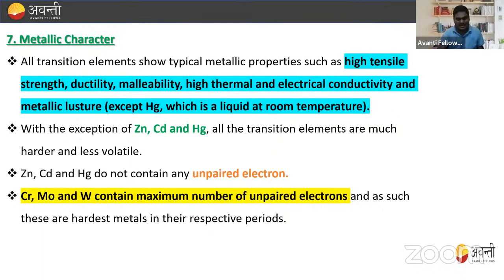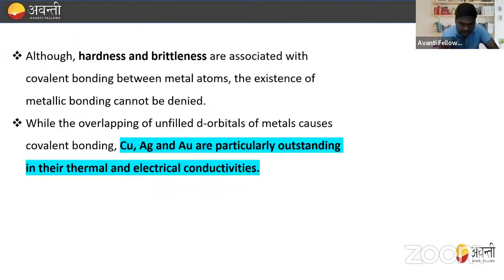Their salts are white in nature and they are very soft. They have a less bond dissociation energy as well. So chromium, molybdenum, and tungsten contain the maximum number of unpaired electrons, and as such, these are the hardest metals in their respective period, right?